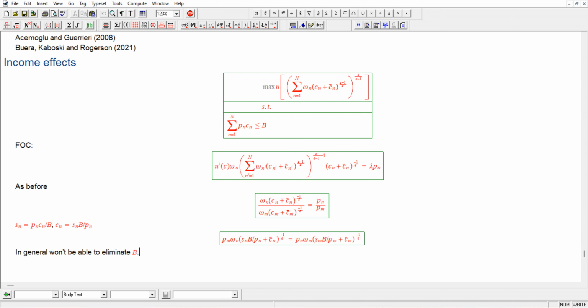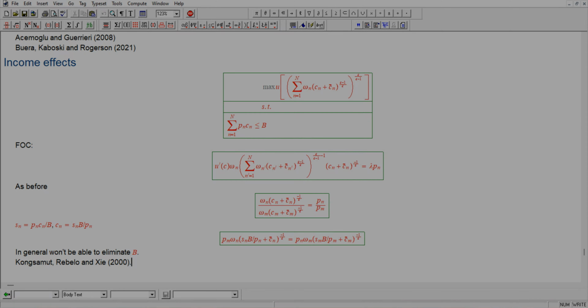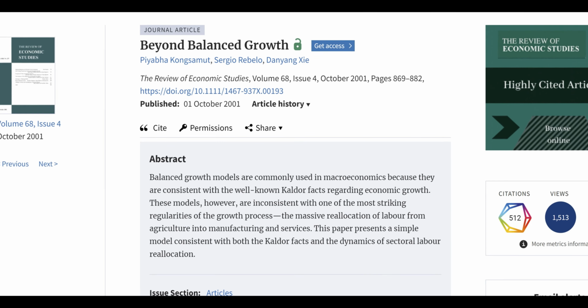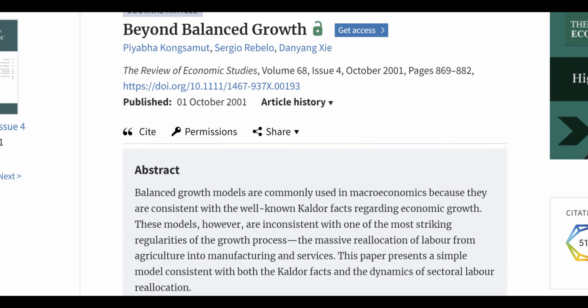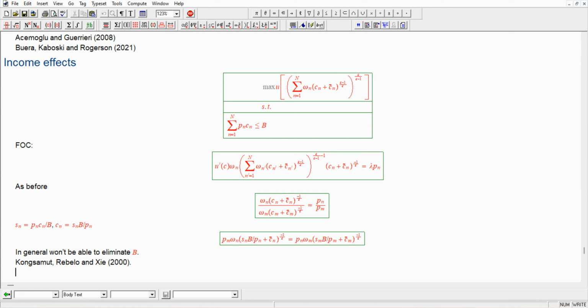Now, there is a paper by Kongsamut, Rebelo, and Xie, I think it's 2000, where what they do is they show that in general you're not going to get a balanced growth path with this kind of utility function. You can if there are certain coincidences among the parameters, but in general those coincidences are conditions that relate preference parameters to technology parameters, and so if your model depends on a knife edge condition like that, that's probably a concern.